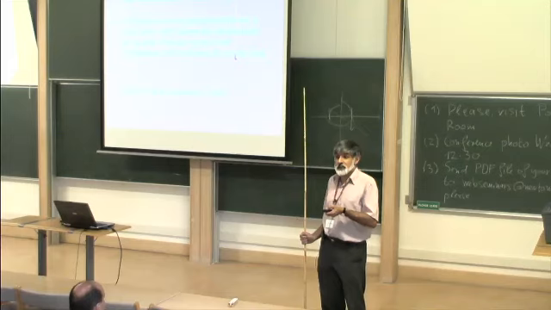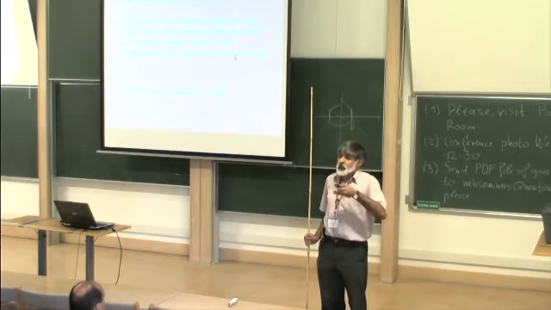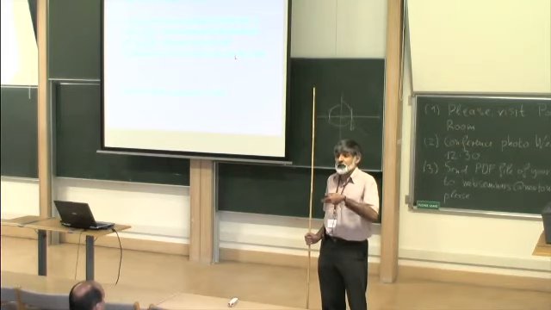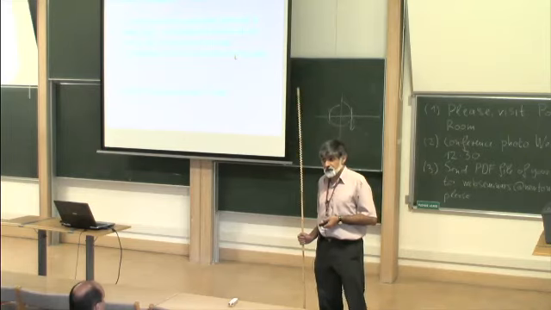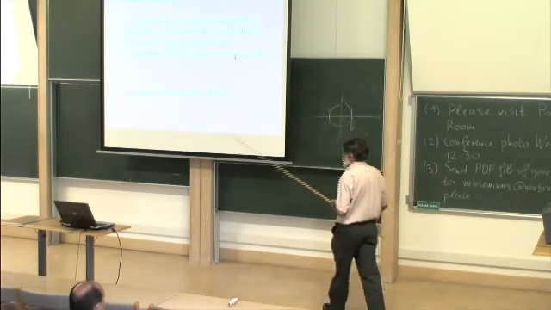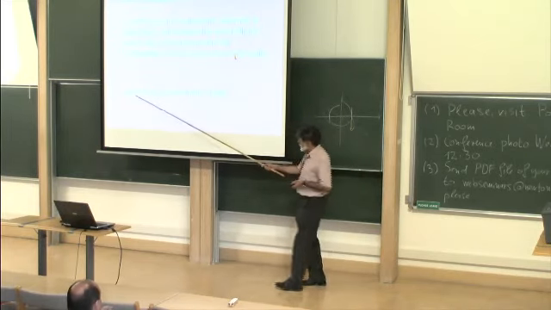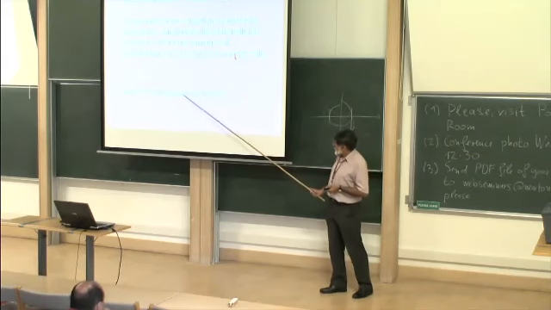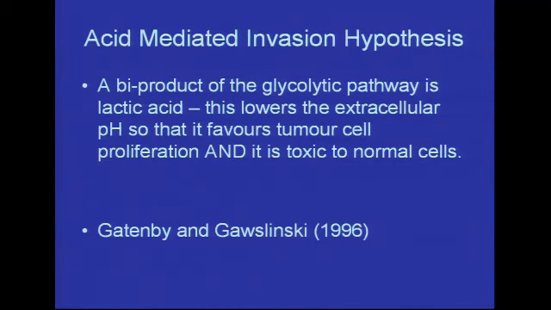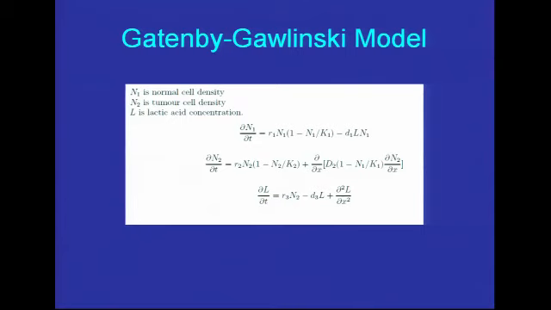And so the question is, can that overcompensate for the fact that they're producing energy in a very less efficient way? This was first addressed by Bob Gatenby, who's a cancer radiologist, and Ed Galinsky, who is a physicist, way back in 1996, when they produced this model here.